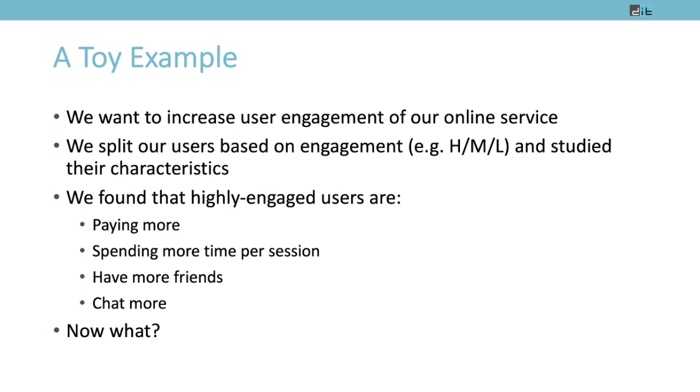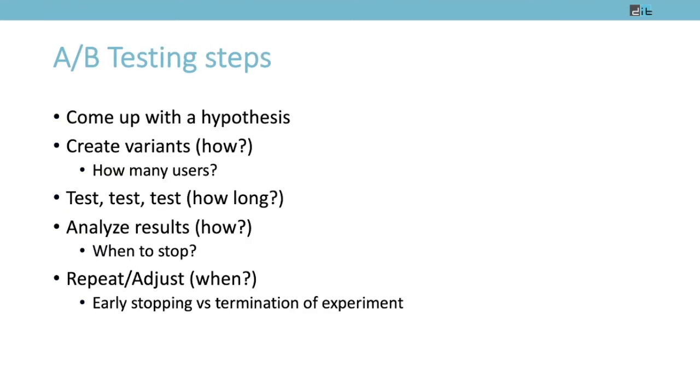Again, for example, highly engaged users are going to have more friends because they're highly engaged. They're going to chat more because they're highly engaged, not the other way around. By making people chat more, you are not necessarily going to convert them. So how would we go about doing that?